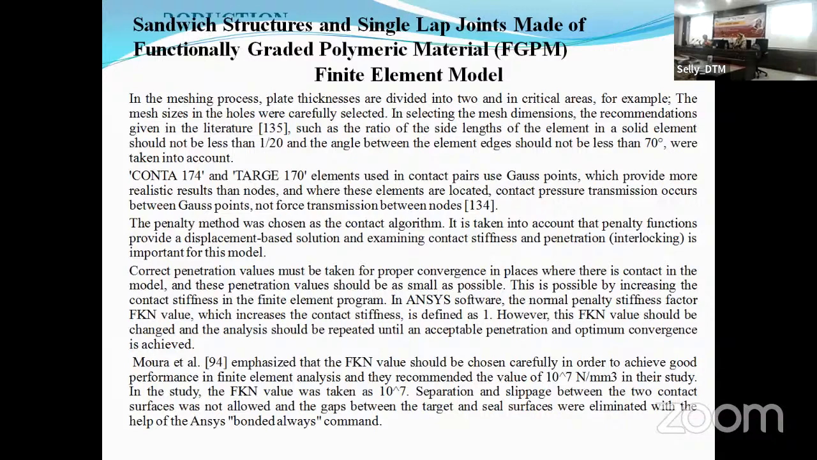FKN, I mean the penalty stiffness factor, should be determined by theoretical calculation. So it should be repeated until acceptable penetration and optimum coverage is achieved. Is it okay? A good piece of literature, by Maura, who is Italian, emphasizes that the FKN value should be chosen carefully to achieve good performance. It's recommended 10 to the power 7 Newton per millimeter cubed. And we always say bonded contact because we don't need penetration.